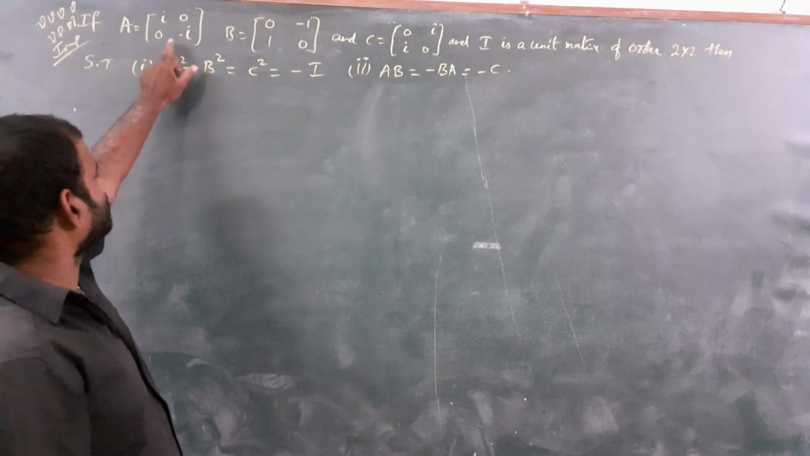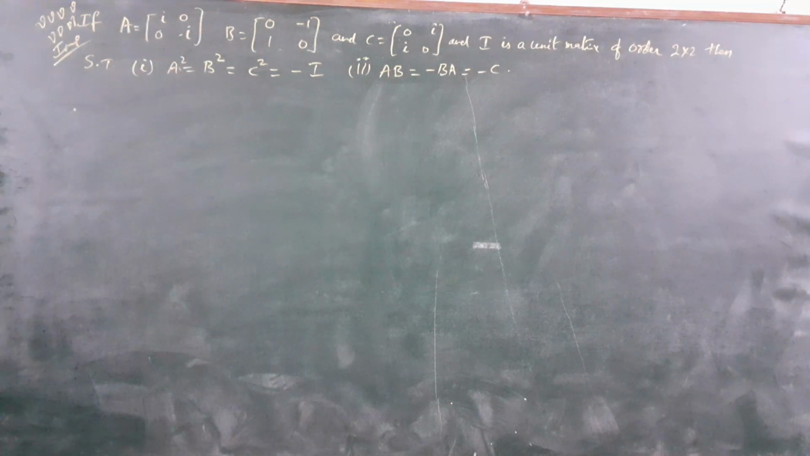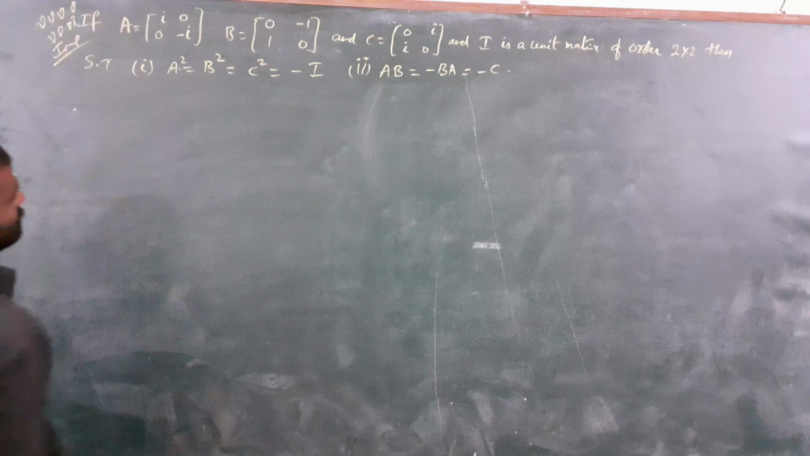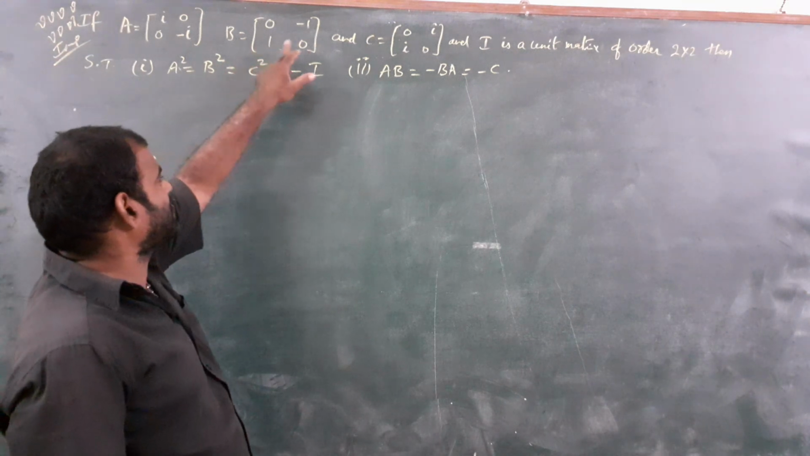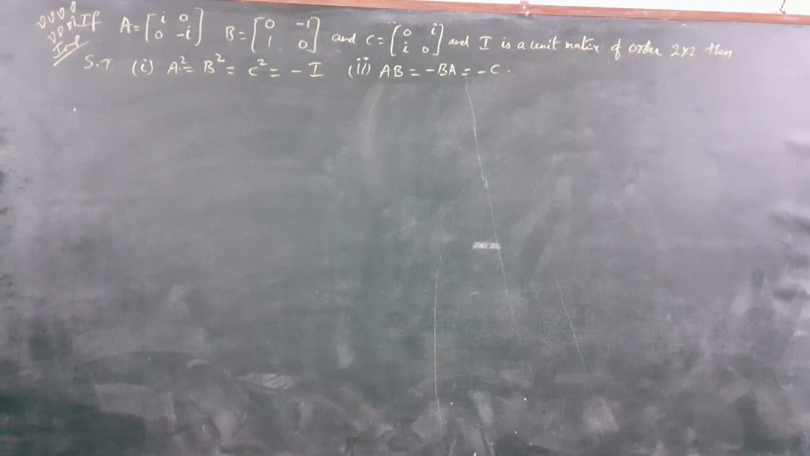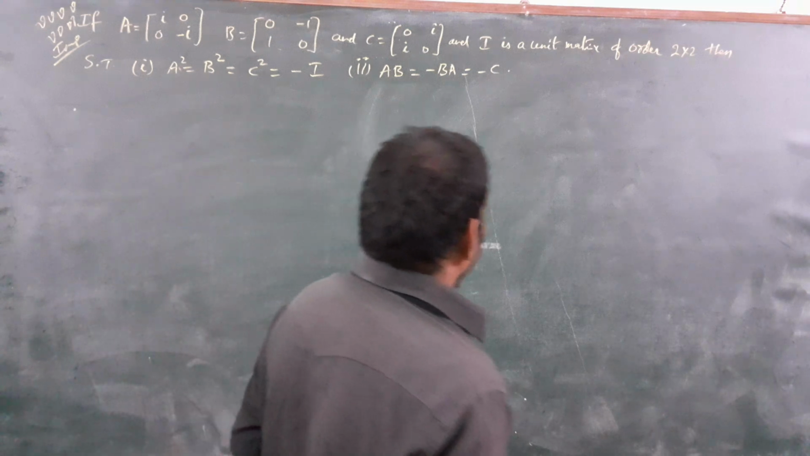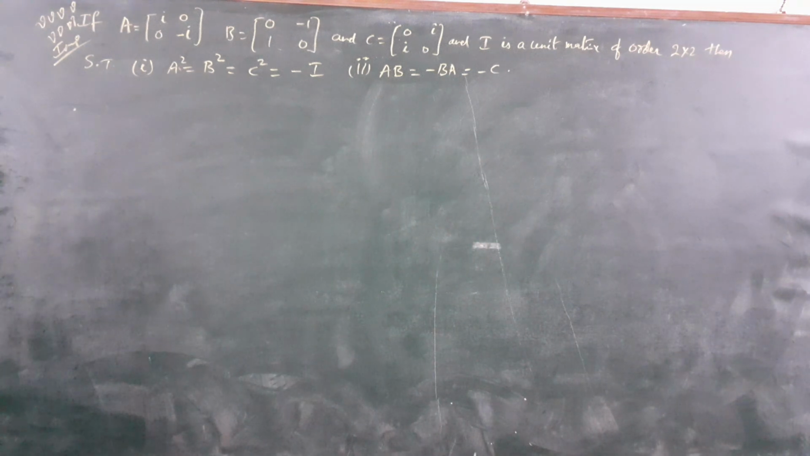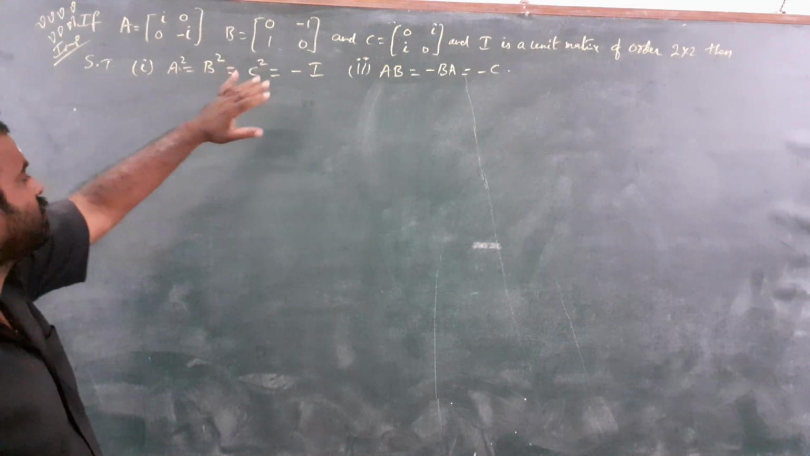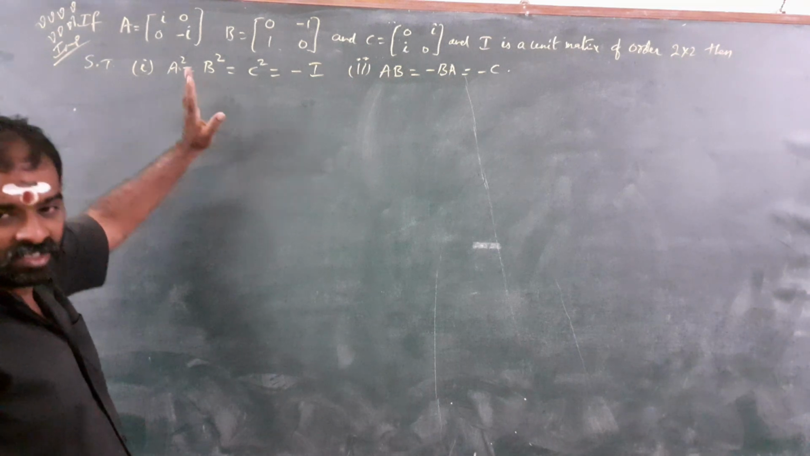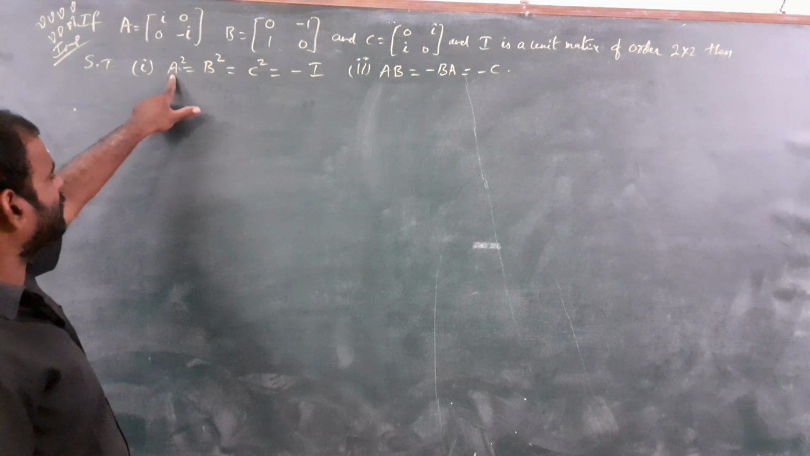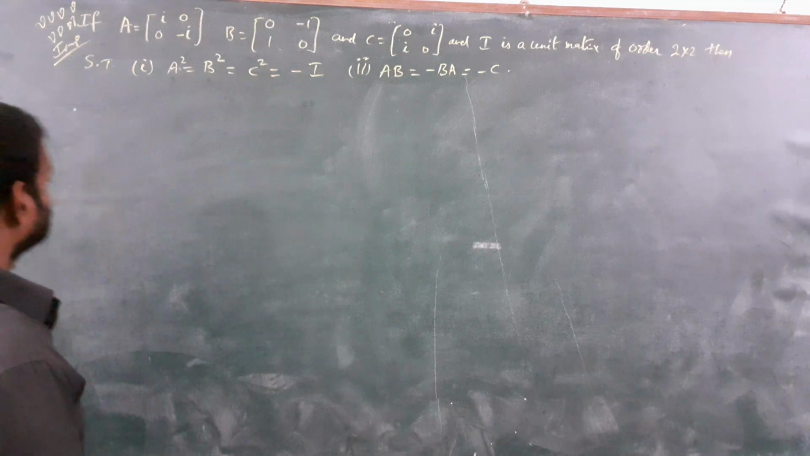A is equal to [i, 0; 0, minus i], and B is [0, minus 1; 1, 0], and C is equal to [0, i; i, 0]. And I is a unit matrix of order 2 by 2. Then you have to show that A square equal to B square equal to C square equal to minus I. You are going to prove this condition. You must remember one thing, that is, first of all you have to find out A square, B square and then C square. So solution.